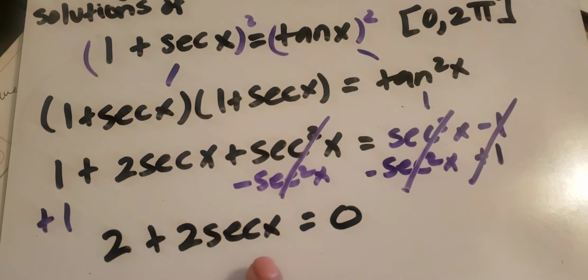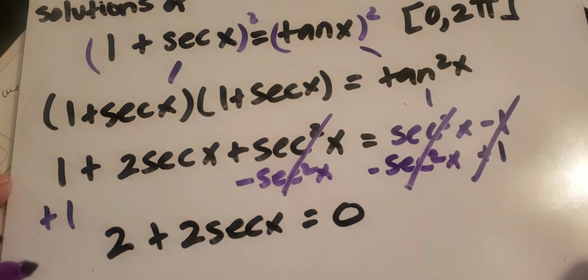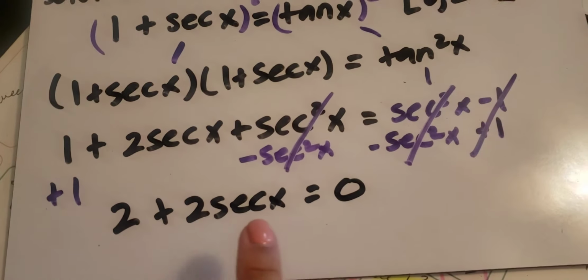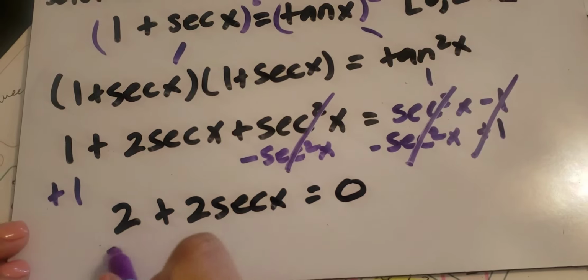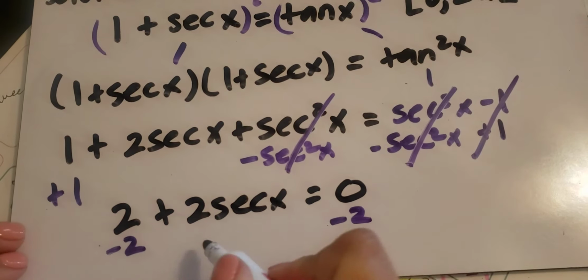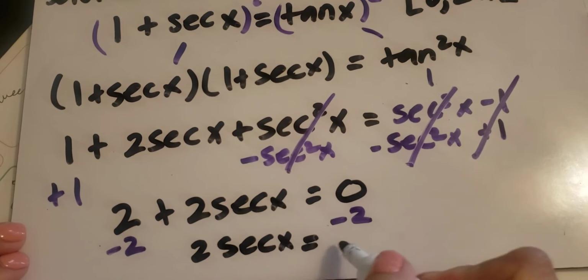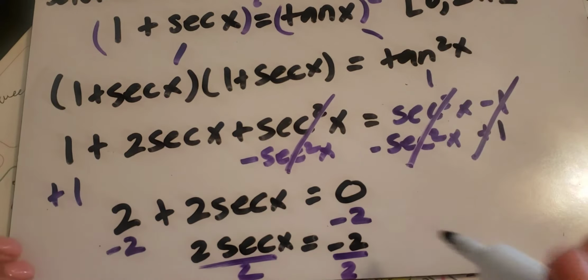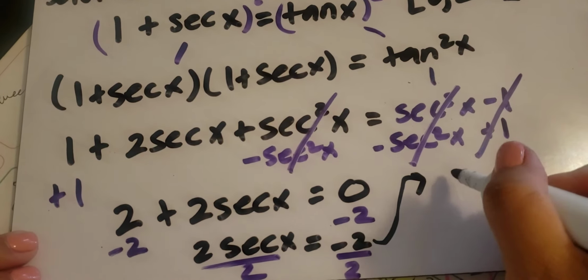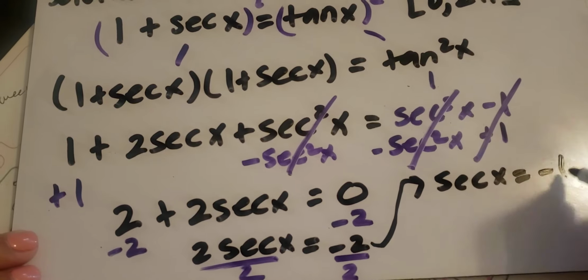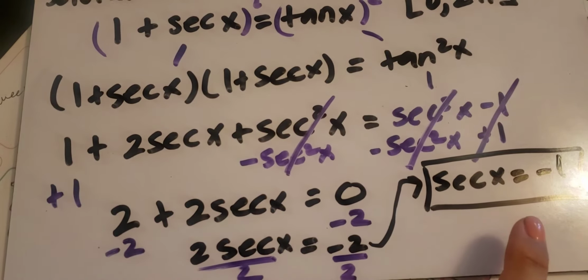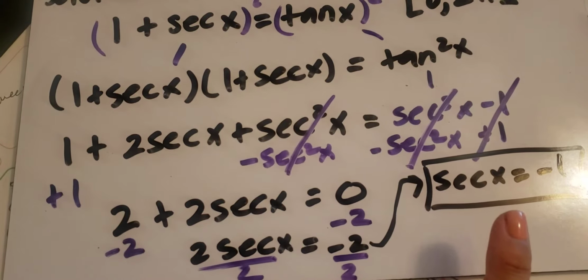So now we managed to narrow it down to this: 2 plus 2 secant of x equals 0. Okay, so again, we want to isolate our trig function. So we're going to subtract 2 from both sides. Then we're left with 2 secant of x equals negative 2. And then we're going to divide both sides by 2. So now we're left with secant of x equals negative 1. Okay, and we've isolated that. And then, of course, per usual, I'm going to show you how to use your unit circle to solve for this.